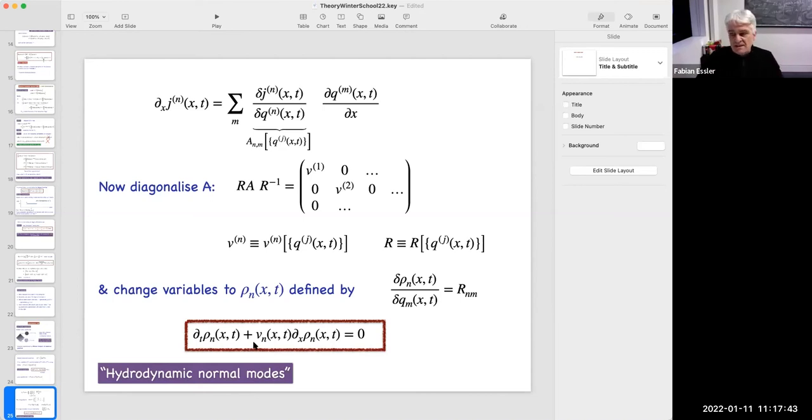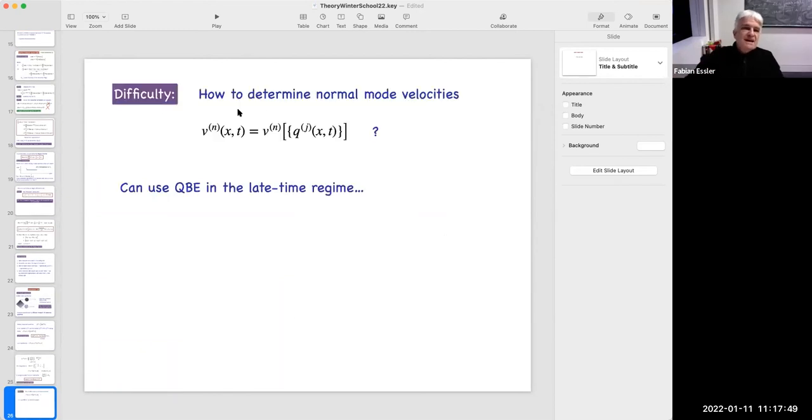Okay, so that basically tells you what happens at very late times and large scales. And the difficulty in general is how to determine these velocities here. That tells you how far you move these densities of conserved charges.